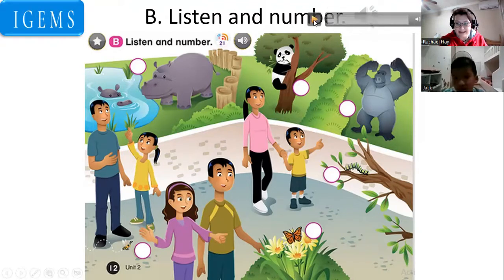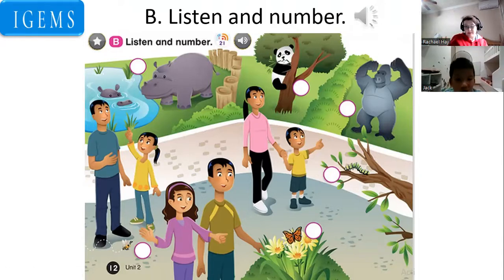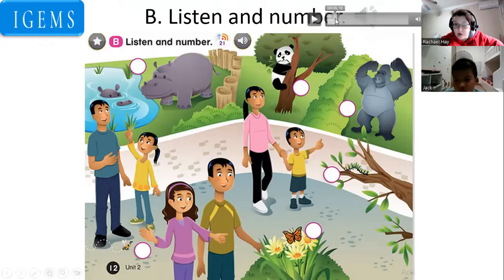Okay, let's listen. Page 12. B. Listen and number. One. Look at the hippopotamus. Why is it in the water? It's small. Okay, so number one. But now I need to listen to it and then I'll repeat it for you, okay?